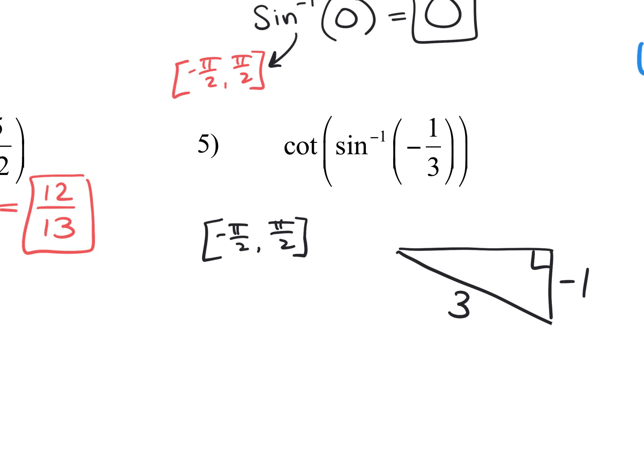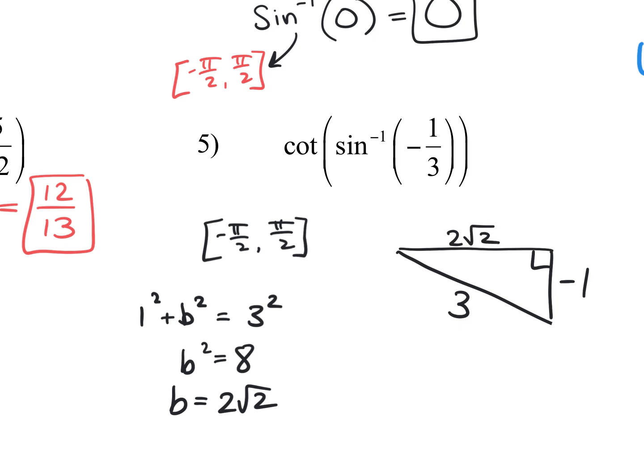I'll have to use the Pythagorean theorem here. 1 squared plus b squared equals 3 squared. So b squared equals 8. So the length of b is 2 root 2. That is our horizontal side length. All right, so now I have this triangle. Theta is our reference angle here. So I am trying to find the cotangent of theta.